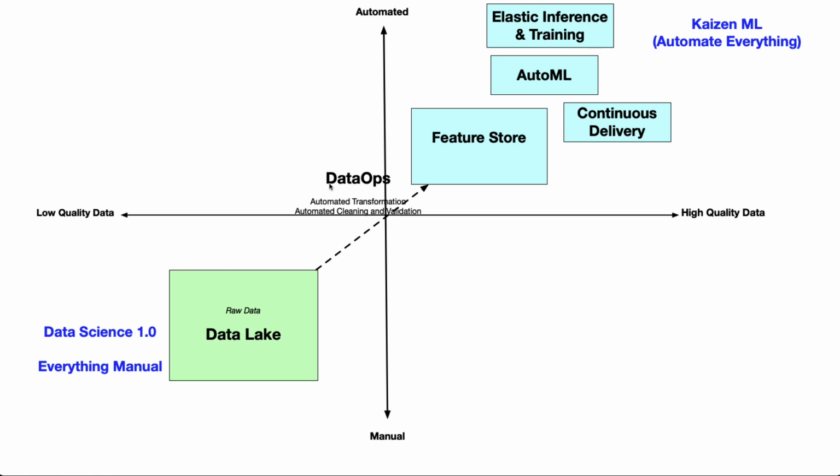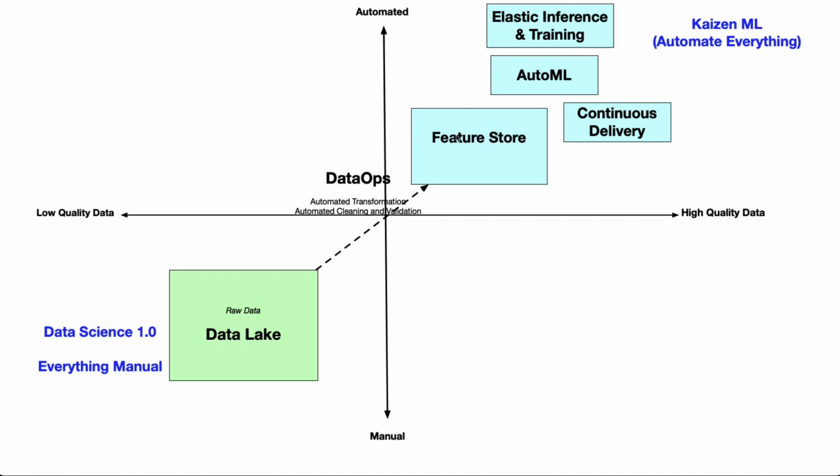You have manual processes. But then if we get into data operations, you're starting to automate this whole process of cleaning the data, validating the data. And that's really where the feature store comes in, right? Inside of a feature store, you're able to have this high quality set of features that you can use for continuous delivery, which we just covered today. You could also use it for AutoML, and for elastic inference and elastic training. So again, this is my opinion for this concept of Kaizen ML, or constantly improving: you must go from the data just being thrown into some location somewhere to automating things into a feature store.